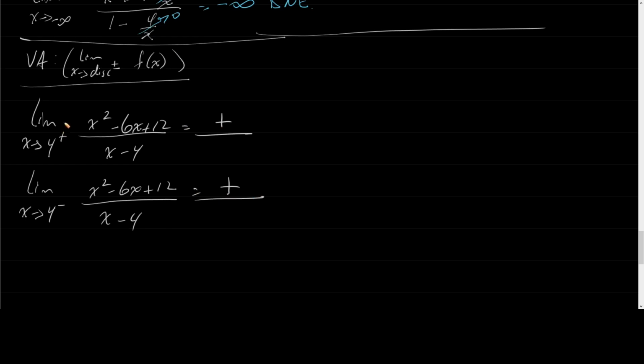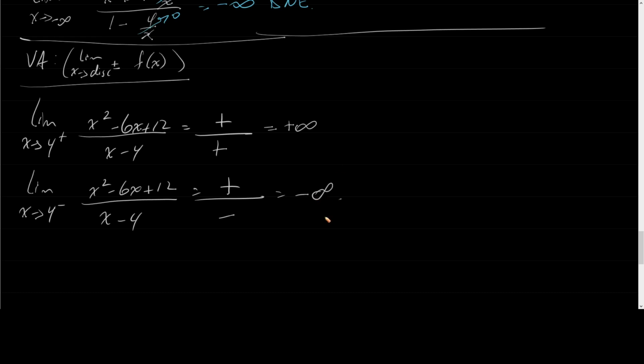All right, but now let's approach 4 from the right. 4 from the right is something like 4.1. 4.1 minus 4, that's positive. Overall, this is going to go to positive infinity. On the bottom, 4 from the left, something like 3.9. 3.9 minus 4, that's negative. So overall, this goes to negative infinity.